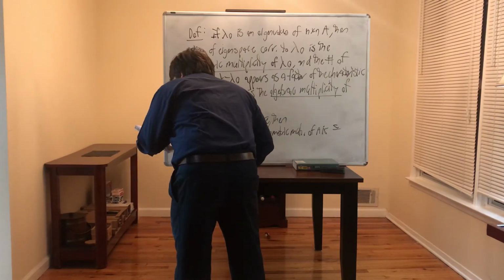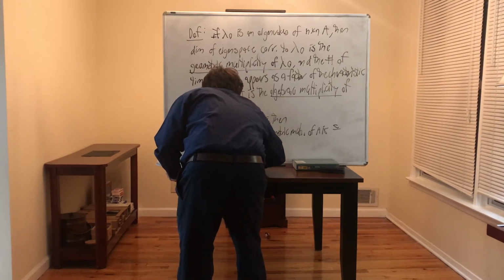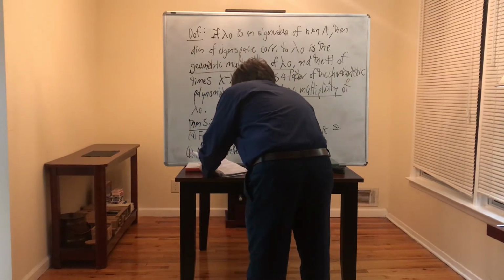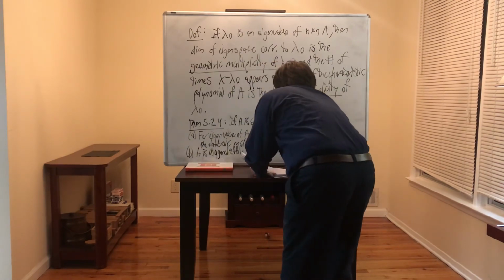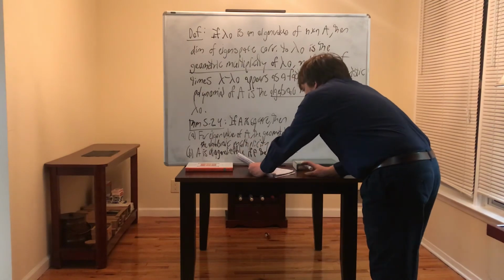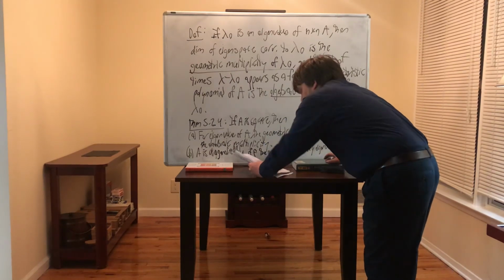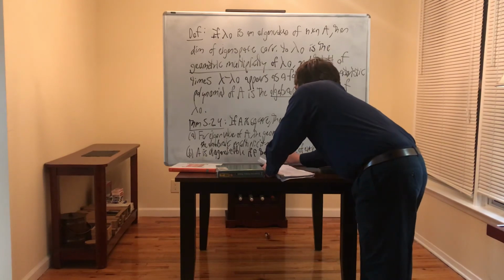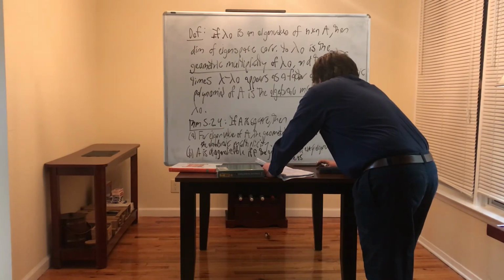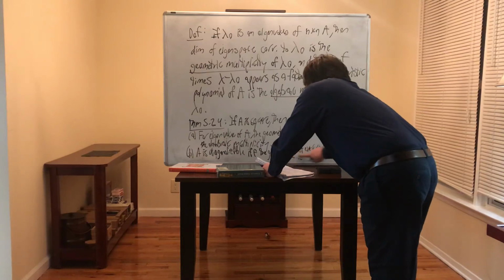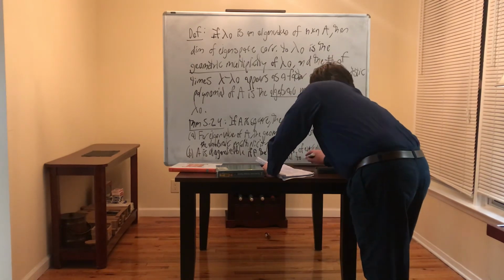And B, A is diagonalizable if and only if the geometric multiplicity of every eigenvalue is equal to the algebraic multiplicity.